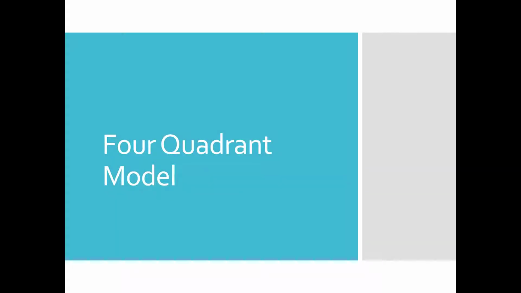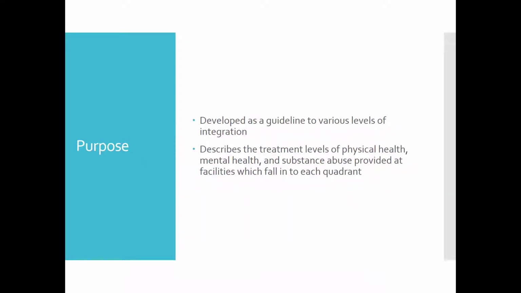Today we're going to be looking at the 4-quadrant model of integrated care. The 4-quadrant model was designed as a guideline to various levels of integration. It describes the different treatment levels in physical health, mental health, and substance use provided at different facilities and which fall into each quadrant. The idea behind this was not to say that every clinic will fall into these, but just to give a general guideline.